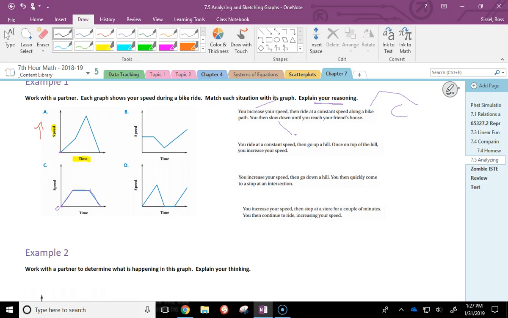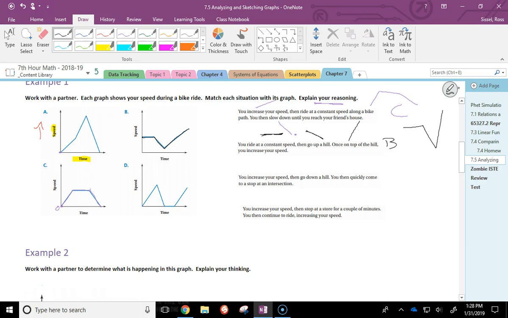Nathaniel, you're sitting nice and quiet. Okay, you said B. So, constant speed, horizontal. If I go up a hill, what do you think is going to happen to my speed? Down. You're going to slow down. When I get to the top of the hill, it's going to go down, and it's probably going to go up pretty fast. So now I'm looking for something probably like boom, boom, boom. If I look, B: constant, decrease, increase. B was correct.